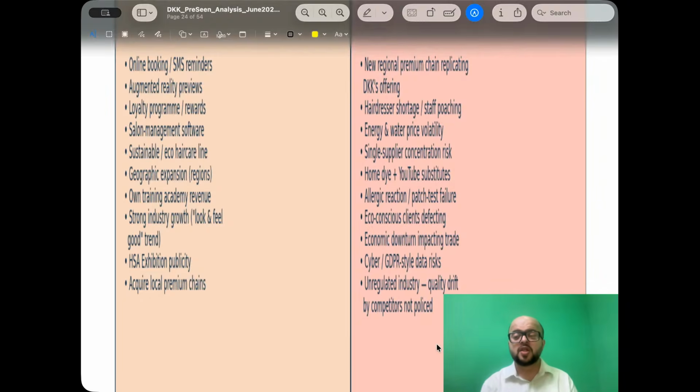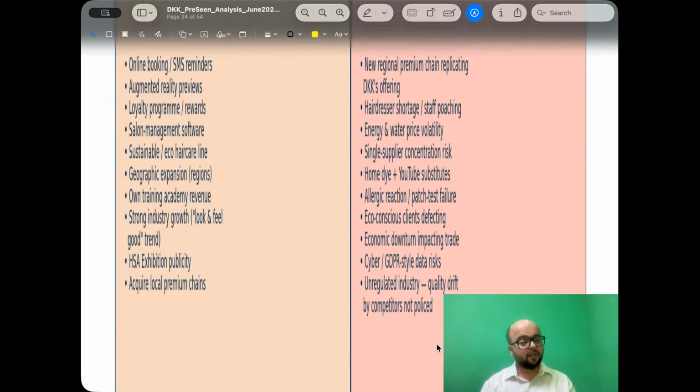Then the patch test failure, like I was describing: you apply that chemical, you apply that dye, and nothing happens. But when you apply it to the entire head, you get some allergic reaction, and then the customer files a case against you.